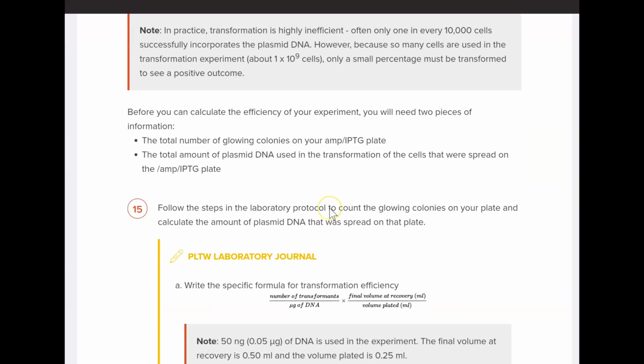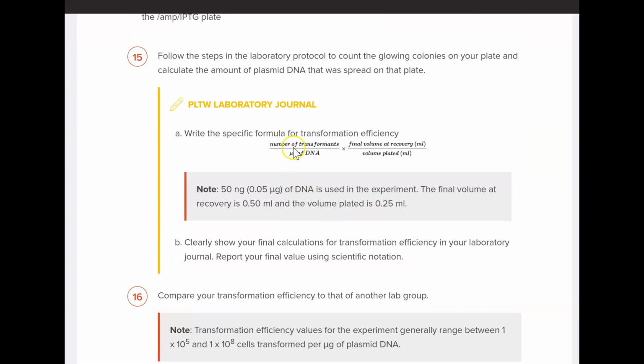So the way in which you're going to do this is you're going to use this equation here: the number of transformants divided by the micrograms of DNA, the final volume of recovery in milliliters, and the volume plated in milliliters here. So what you're going to be doing is you're going to do the number of transformants, which is from the picture that is on the Google Classroom.